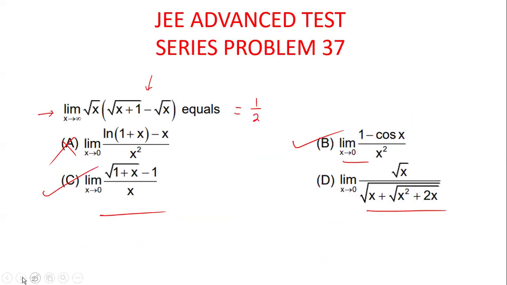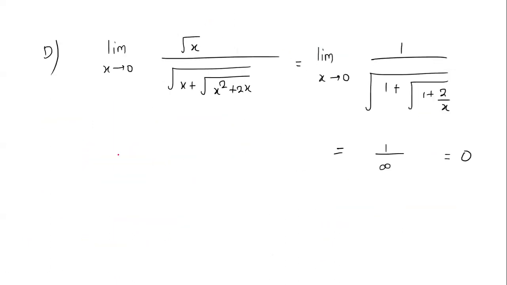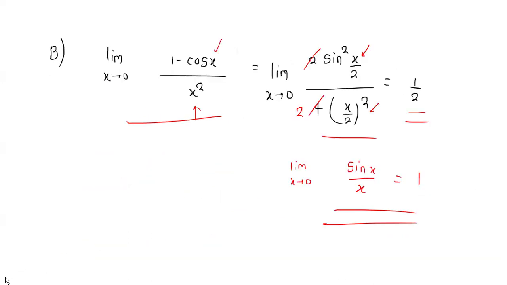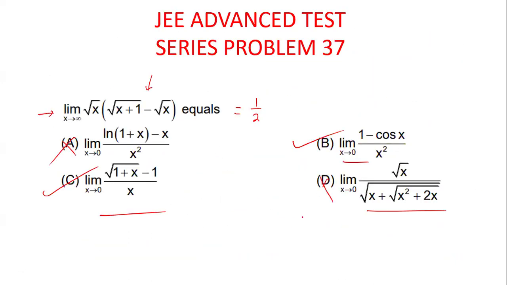So let's see the last option. In the last option you have this. What you can do is take root x common from the denominator, and you will have this. Now if you put limit x tending to 0, this will be 1 divided by root of 1 plus root of infinity type, because 1 divided by 0 is infinity. So this will be 0. Eventually this limit will be 0. So this option is not correct. So only B and C options are correct, and in this way we can solve this.